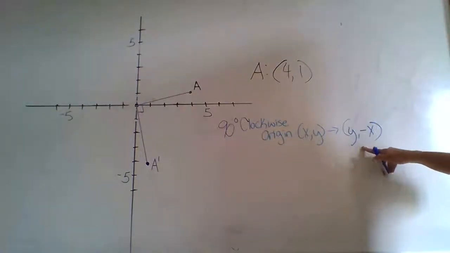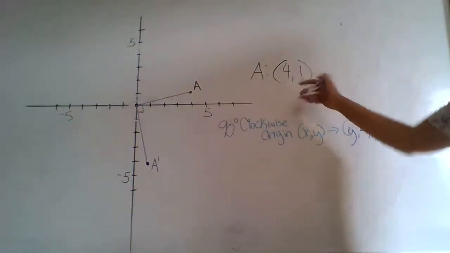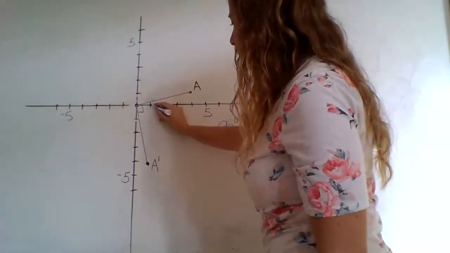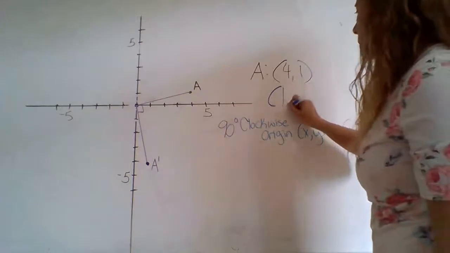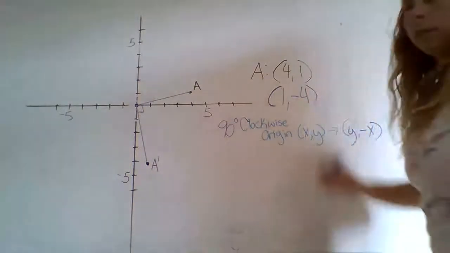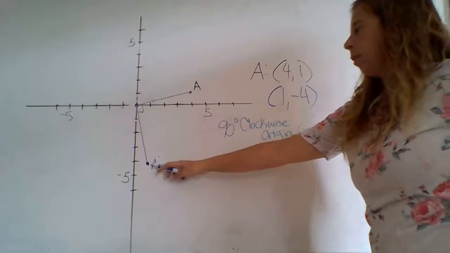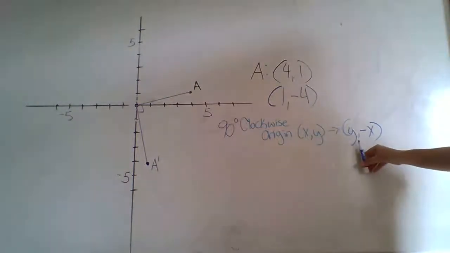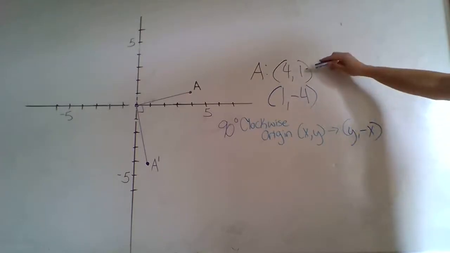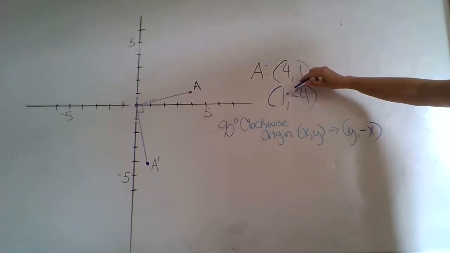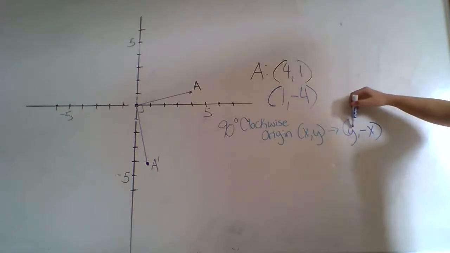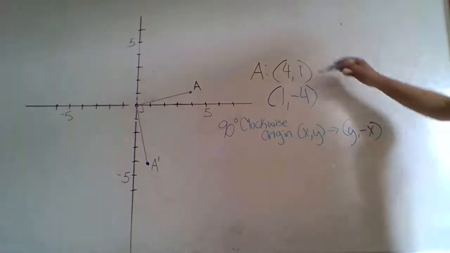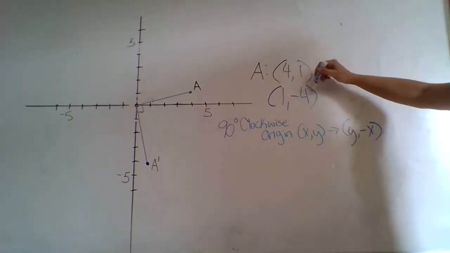this is how your point changes, right? Our point started out as 4, 1. Our point became 1, negative 4. That's our new point. 1, negative 4. So that's what happens. Your y value becomes your x value. And then these switch and it becomes negative.